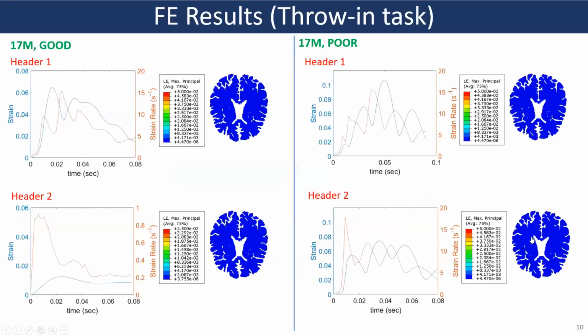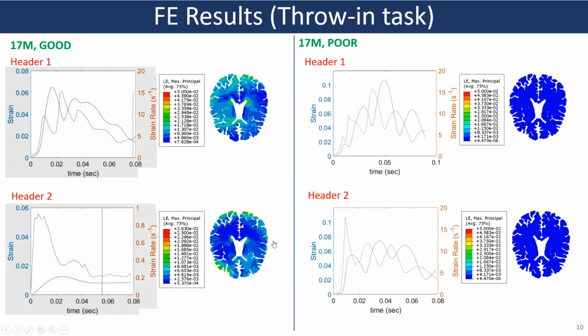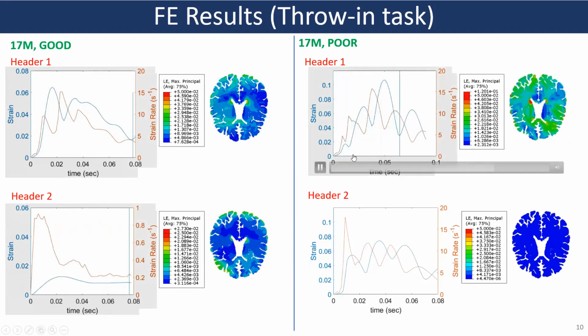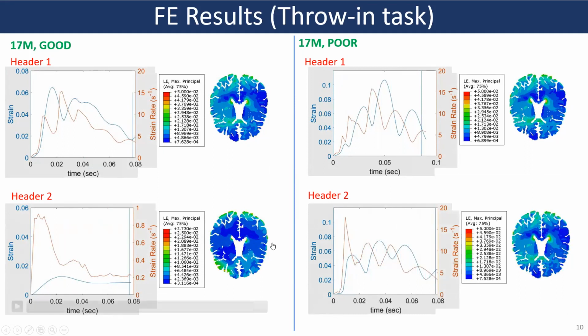So these are the results for all the 4 cases. So these are the 2 good throw-in tasks. Starts from the outside, propagates inside. And this is another good throw-in task. So similar distribution, but slightly lower intensity. So this is 0.08, this is 0.06. And here is like a poor throw-in task. So similar distribution of strain, but slightly higher intensity. And similar is the second poor throw-in task, where higher intensity, but similar distribution.